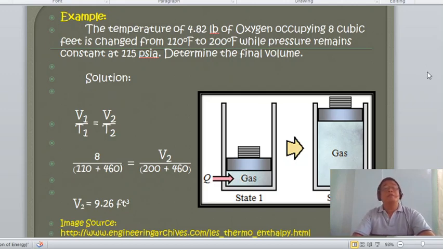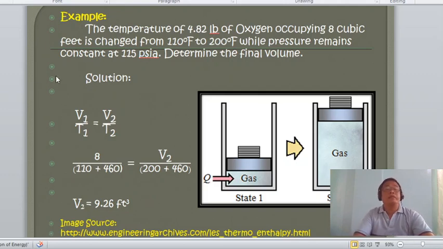The temperature of 4.82 pounds of oxygen occupying 8 cubic feet is changed from 110 degrees Fahrenheit to 200 degrees Fahrenheit, while pressure remains constant at 115 psia. Determine the final volume. Okay, so let us now consider the equation. The ratio of the volume and temperature is equal to a constant.